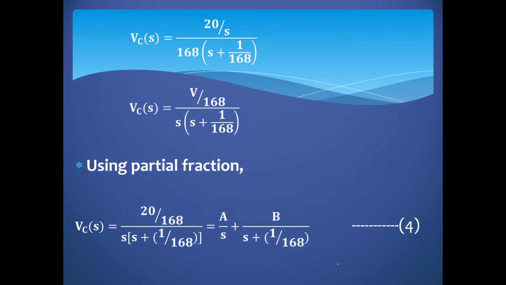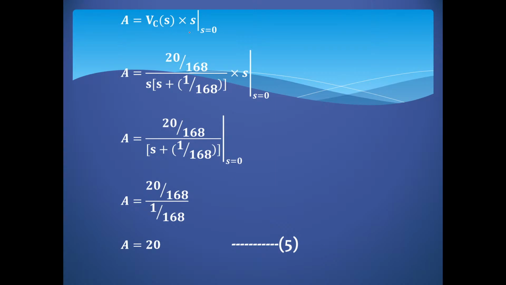Now go for partial fractions, determine the A value. What is A? Vc of s into s at s equal to 0. So what is Vc of s? 20 divided by 168, divided by s into s plus 1 by 168, into s, at s equal to 0. So this s will be cancelled. What is left over? 20 divided by 168, divided by s plus 1 by 168. Substitute s equal to 0 here. What is that? 20 divided by 168, divided by 1 by 168. So 168 cancels, A is equal to 20. Just write down the A value quickly.